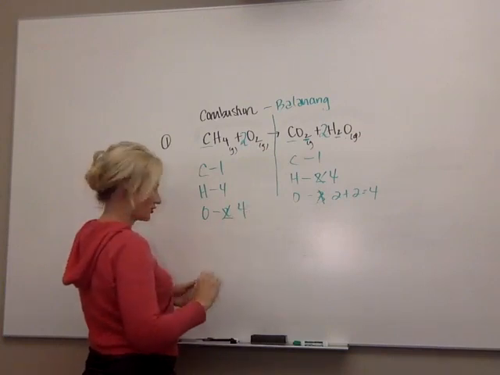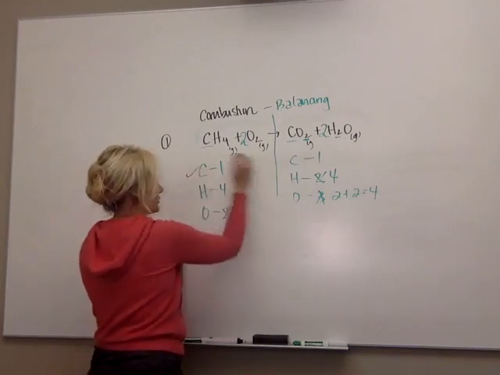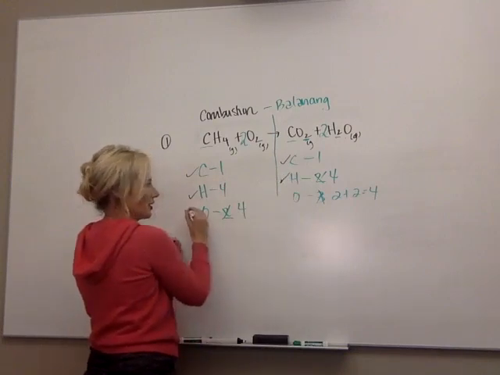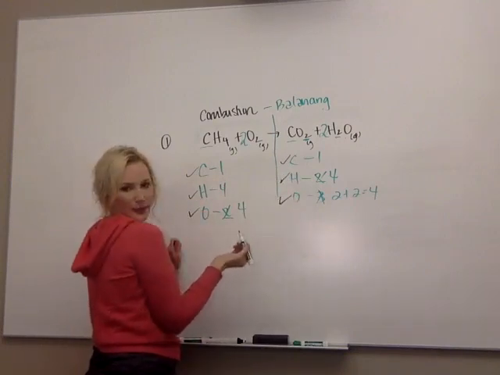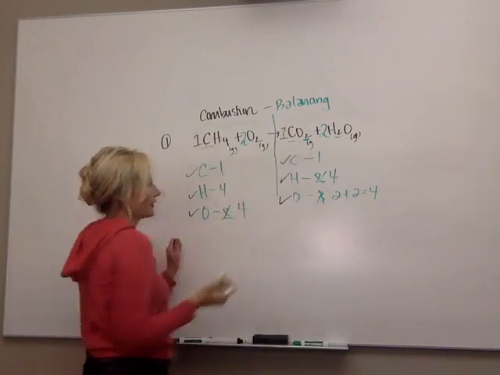So now if I go straight across, make sure that I balance properly. My carbons are both 1, my hydrogens are both 4, and my oxygens are both 4. I balanced. We don't always write 1s in front when we are balanced, but you can.